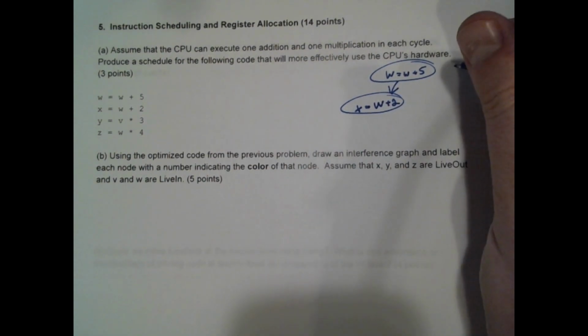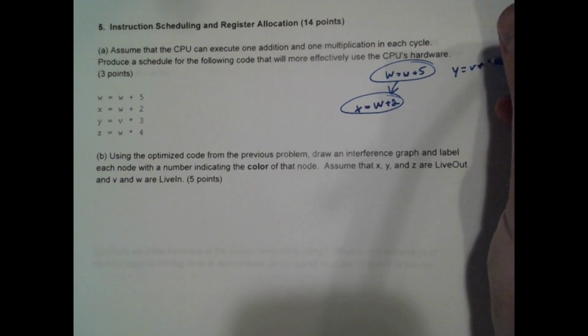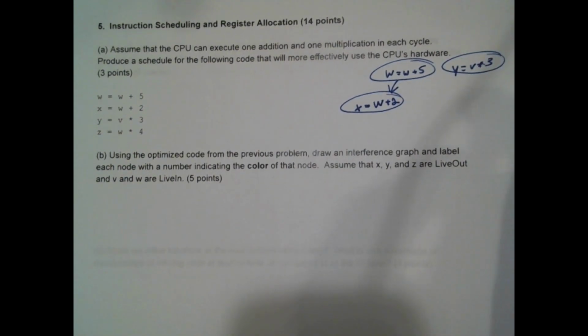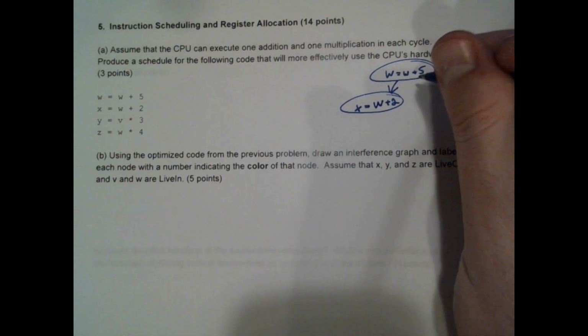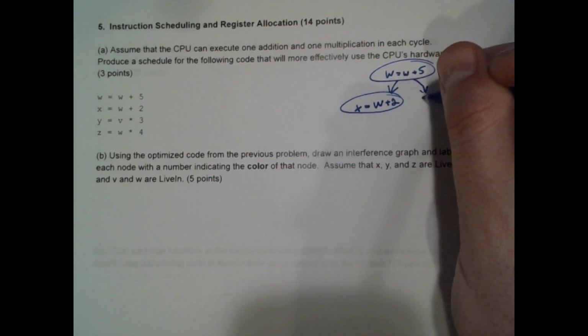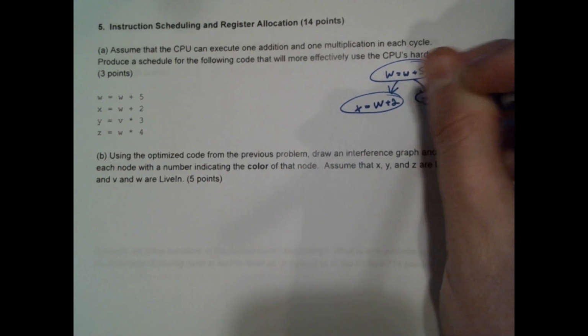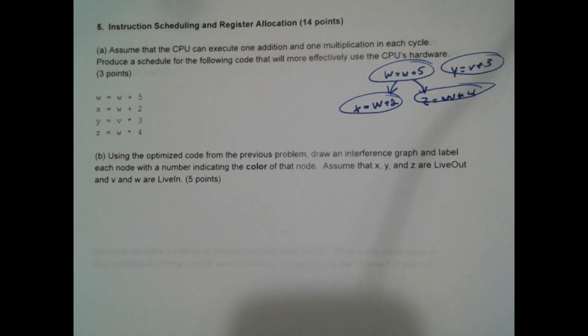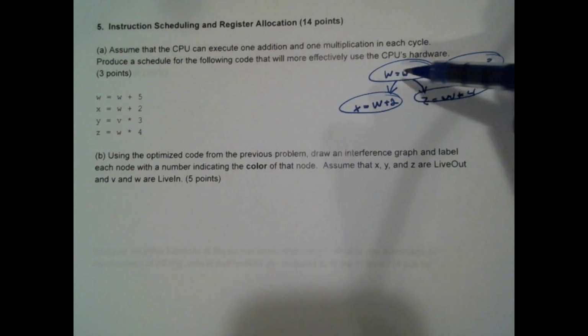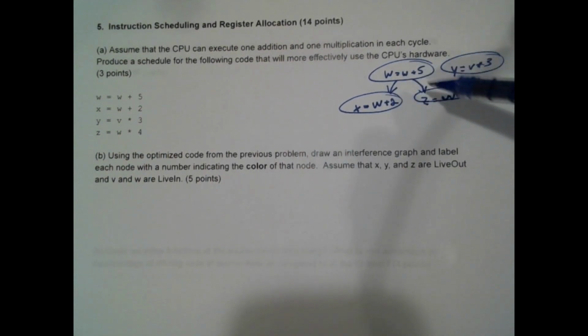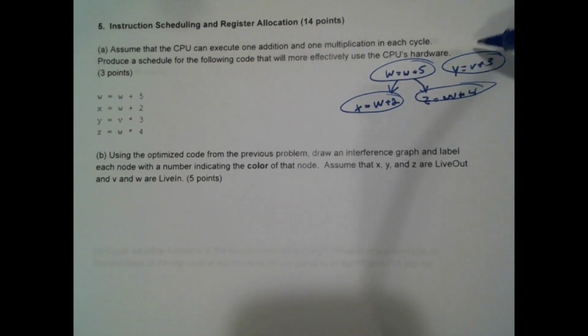Y equals V times 3. That's not dependent on anything yet. And then Z equals W times 4 as our last instruction. So from our dependence graph, we can see that we've got the chain here, W equals W plus 5. That leads into two different instructions. And then we've got this rogue Y equals V times 3 over there that doesn't need to rely on anything.